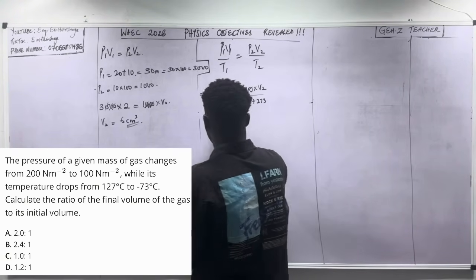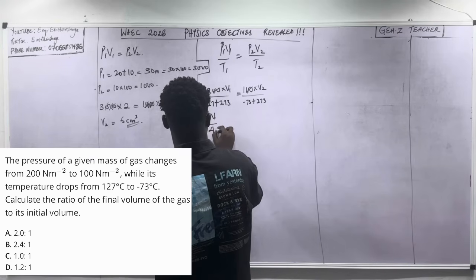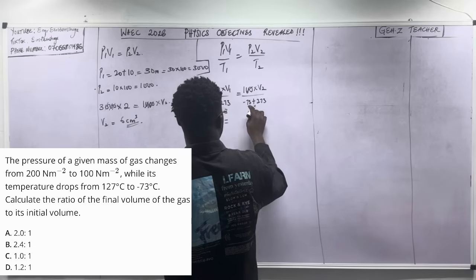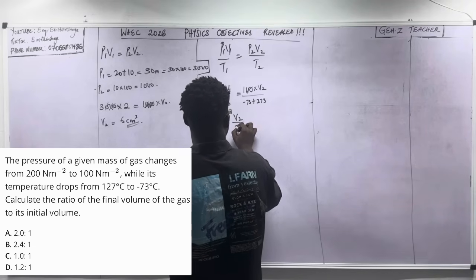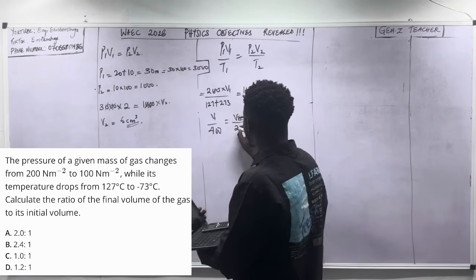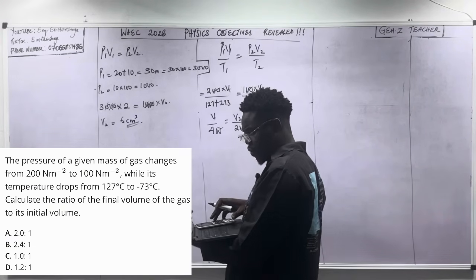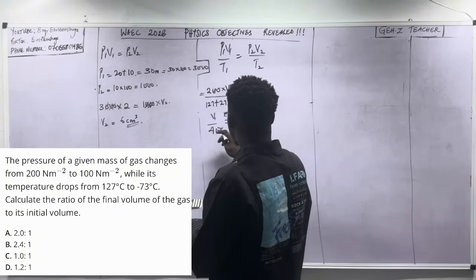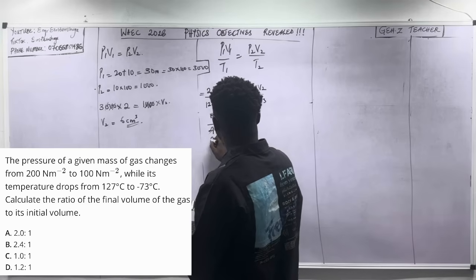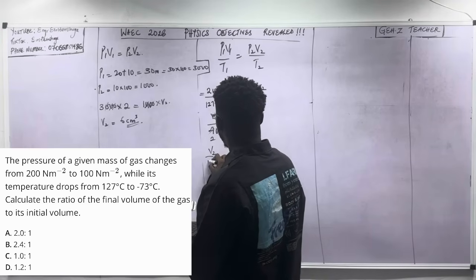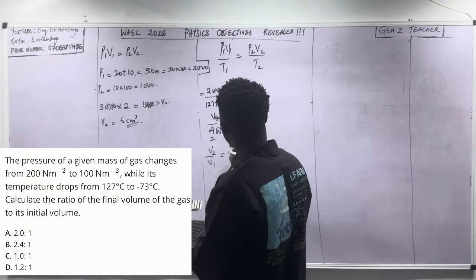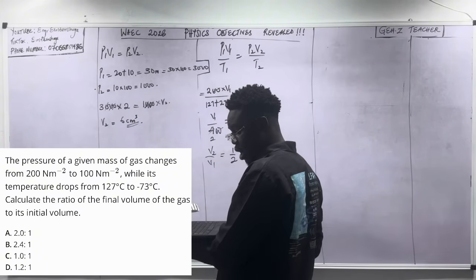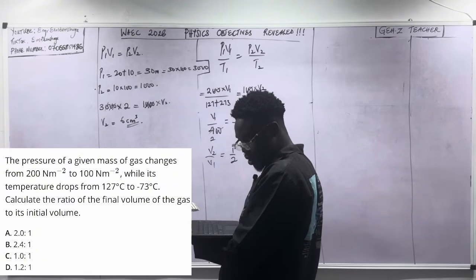So we have V1 over 400 equals V2 over 200, right? So this takes out this. We are asked to find the ratio of the final to the initial, so we need V2 over V1. So this should be this 1 and this 2. So V2 over V1 should be 1 over 2. That's the answer, 1 ratio 2, option D.